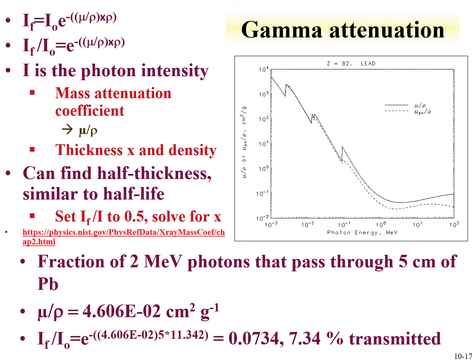One can also discuss gamma attenuation. As we said earlier, you can model the interaction of photons with matter as one does with UV-visible spectroscopy, using Beer's law. We have an equation that says the final photon intensity is equal to the initial intensity times e to the minus the mass attenuation coefficient times the thickness of the material times its density.